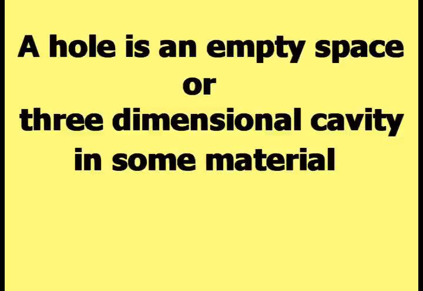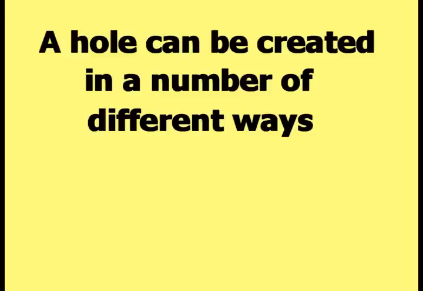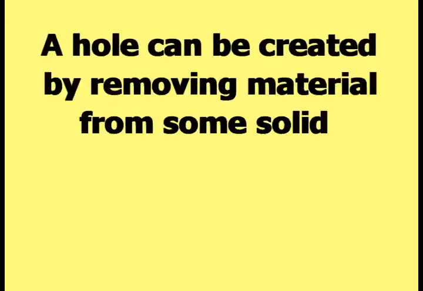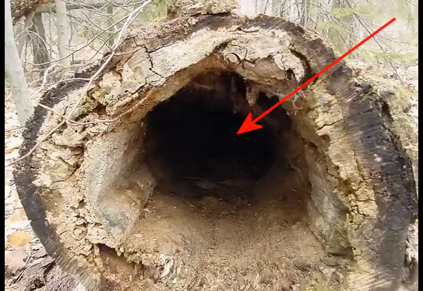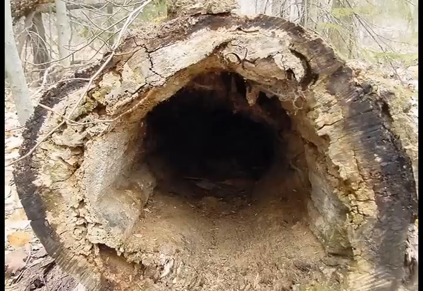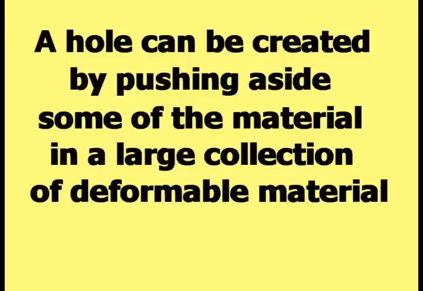A hole is an empty space or 3-dimensional cavity in some material. A hole can be created in a number of different ways. A hole can be created by removing material from some solid. This picture shows a hole in a tree trunk that was created by removing material from the solid wood of the tree trunk.